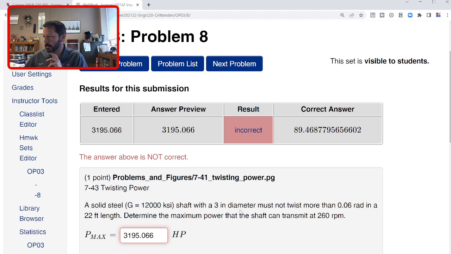That is a lot of horsepower. What did I do differently? Let's make sure I didn't. This could be a conversion problem in MathCAD. Could be.